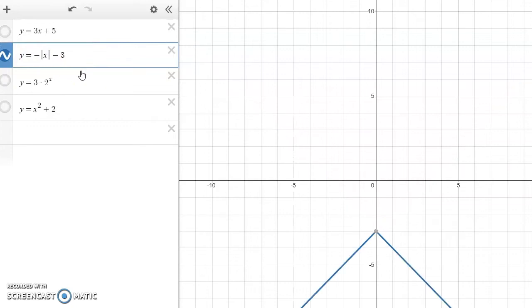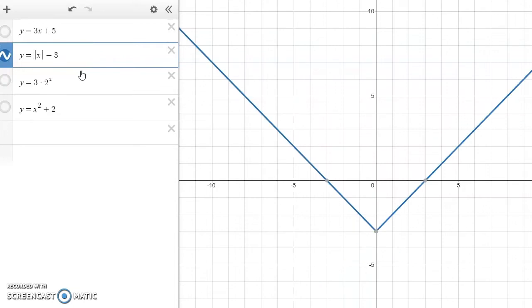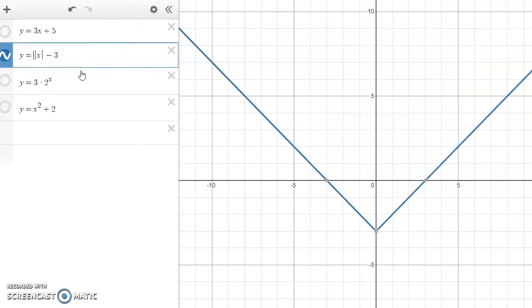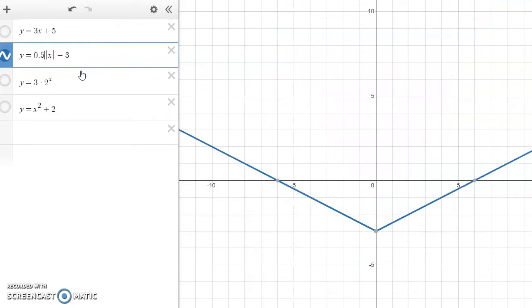And what would happen if I put a value bigger than 1 in front? Well, it's going to stretch. And what would happen if I put a value less than 1, like let's say 0.5? It's going to compress. It's going to flatten or widen out a little bit. All right, cool. That's a good review, at least with absolute value graphs.